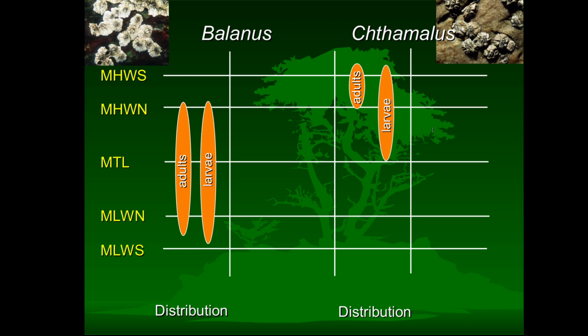Connell wanted to know why these differences in distribution occurred. Could it be that the two species just occupied different fundamental niches on the shore, or could competition be part of the explanation? Could they have similar fundamental niches but different realized niches because of competition? Why did the adult distributions have very little overlap?